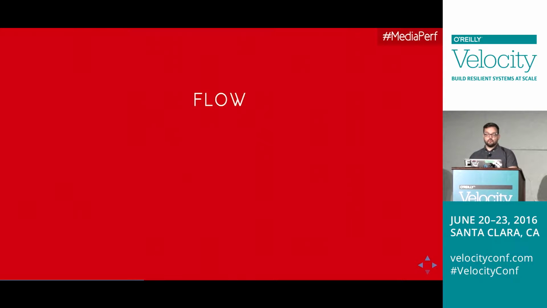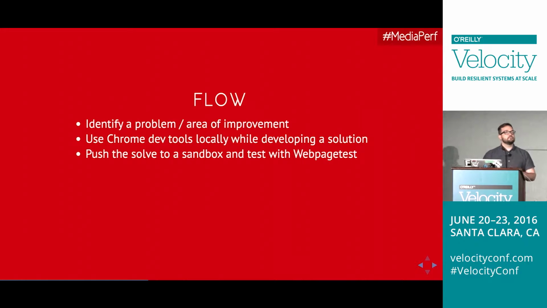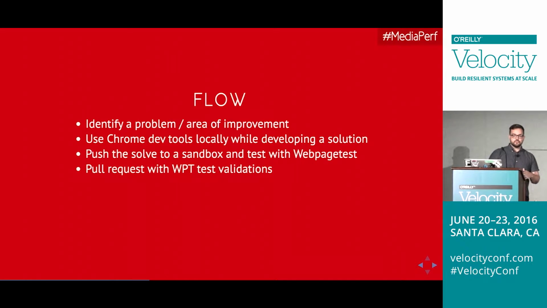And the flow for the performance team goes like this. We identify a problem area or an area that we think can be improved. We use Chrome DevTools mostly locally while we're developing a solution to verify that whatever it is that we're trying to address is trending in the right direction. Then we push that solve to a sandbox, and like I said, we test everything with WebPageTest. If that looks good, then we go and make a pull request, and that gets reviewed by our entire team. And our team gets to look at the WebPageTest results so that they can actually understand the depth of what's happening in that change.